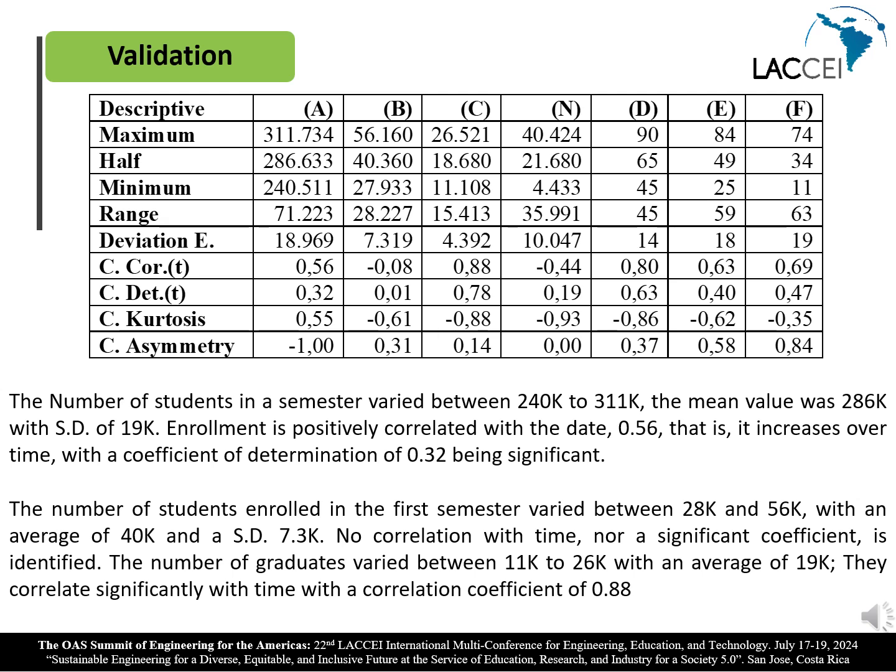0.32 being significant. The number of students enrolled in the first semester varied between 28,000 and 56,000, with an average of 40,000 and a SD of 7,300. No correlation with time, nor a significant coefficient, is identified. The number of graduates varied between 11,000 and 26,000, with an average of 19,000. Their correlation is significant with time, with a correlation coefficient of 0.88. This is the same analysis with different topics A, B, C, and D, E, F.